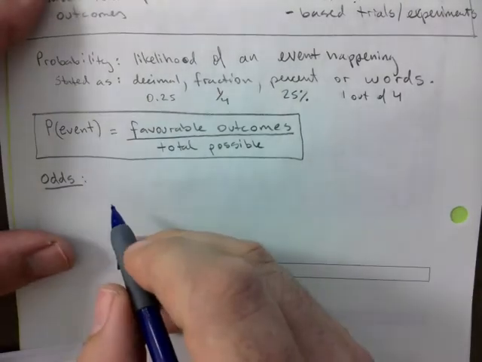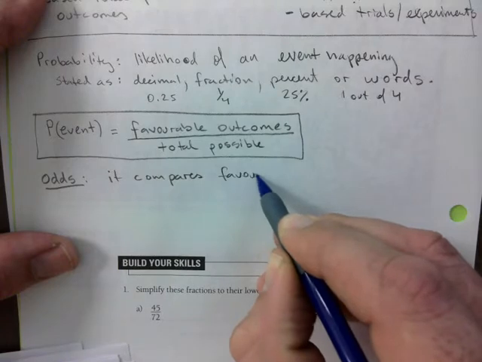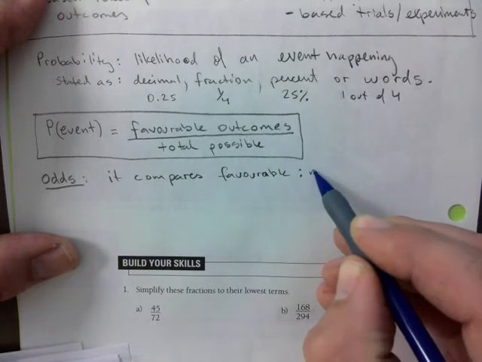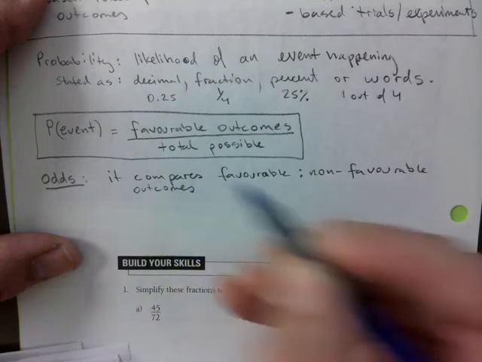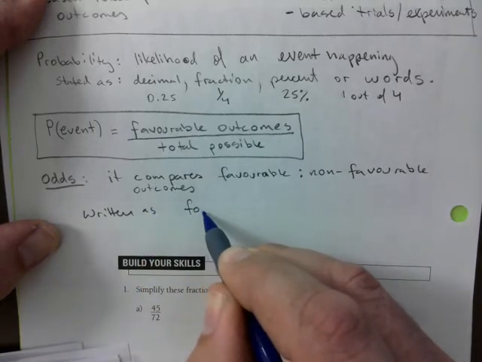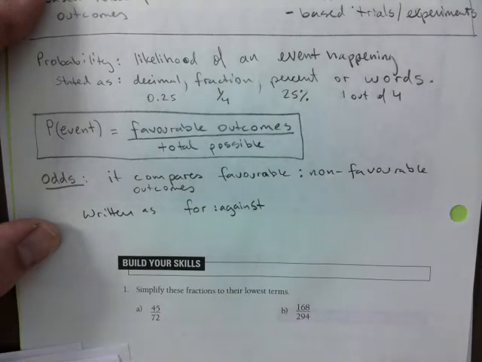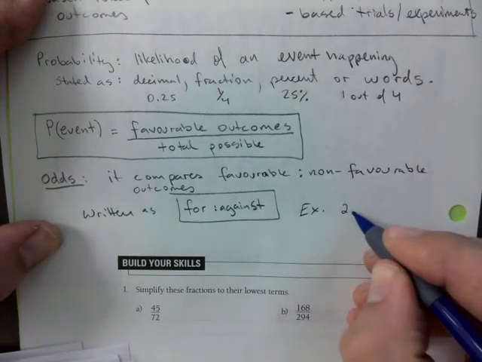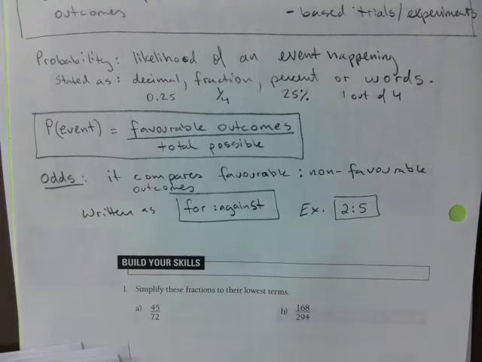But odds, you write it like this. It compares favorable and non-favorable outcomes. Okay, so written as for, right? And here you go against. Okay, an example, right? The odds of it snowing tomorrow could be 2 to 5. Something like that. And we're not going to go into details right now as to how we come up with them. That I will cover in a bit.